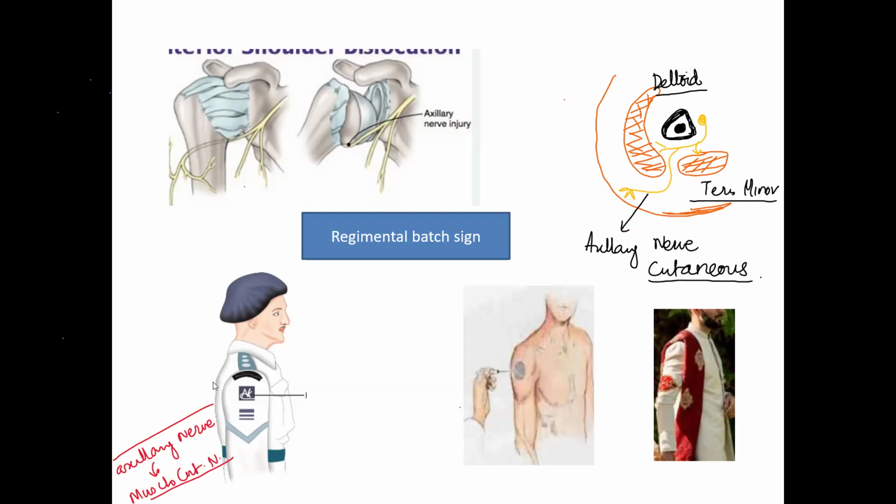One point I just want to tell you is that the axillary nerve is the commonest nerve involved, followed by the musculocutaneous nerve. The second most common nerve to get involved after shoulder dislocation or proximal humerus injuries is the musculocutaneous nerve. First is the axillary nerve, and it goes by the name regimental badge sign.